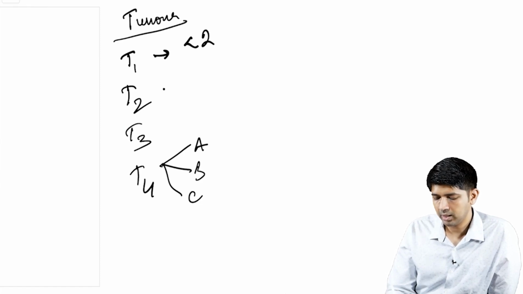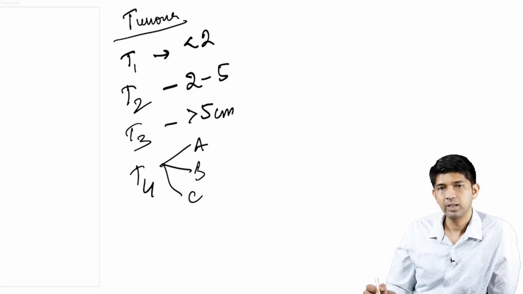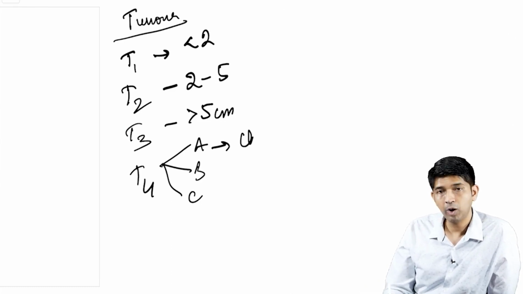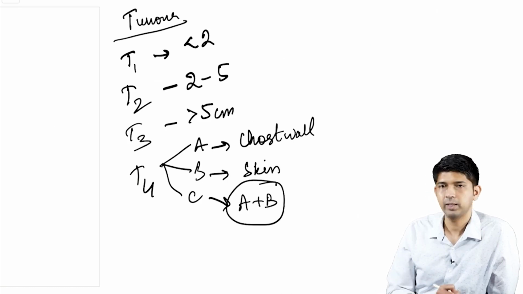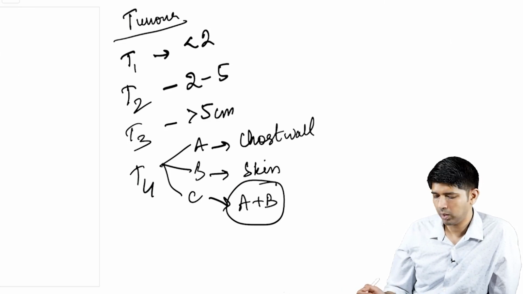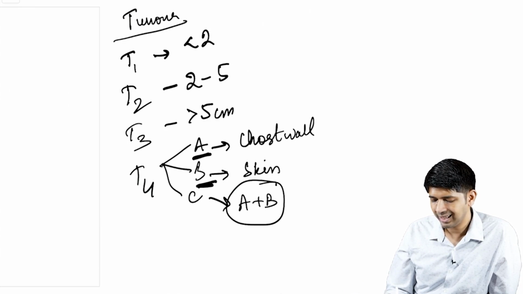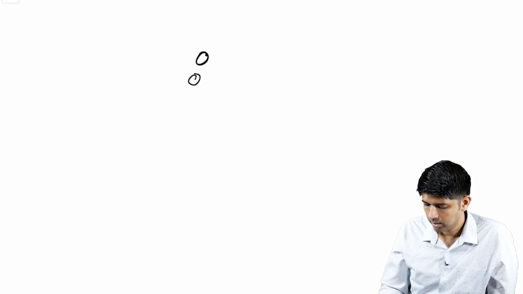Less than 2 centimeters, 2 to 5 centimeters, more than 5 centimeters, and A is for involvement of the chest wall, B is skin involvement, and C is both chest wall and skin involvement, okay? Now T1, T2, T3 are pretty straightforward and self-explanatory, but we are more bothered about the A and B. When do you call it T4A? When do you call it T4B? So let's just have a look.